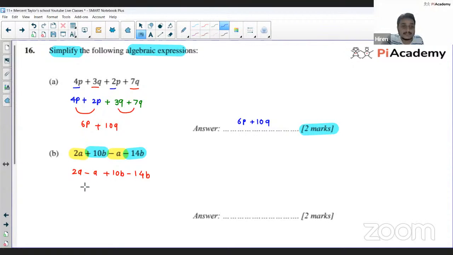So 2a minus a equals to what? Just a. So here you will get a, and then 10b minus 14b, it means what? See, it's a minus 4, okay? So that's why I need to change the sign in between, right? Because plus 10b, that is okay. But from 10, if you are subtracting 14, then how much are you going to get? You are going to get minus 4, okay? That's why this is minus 4b. A minus 4b. Getting me, everyone? So I can see, very good, you all are doing well.